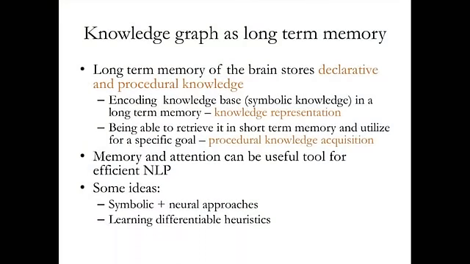Knowledge graph as long-term memory. Now we see that we have a lot of symbolic knowledge graphs like Freebase or gene and disease ontologies. The idea is to learn to use them for different tasks. One solution is to see them as a long-term memory, because human long-term memory basically encodes this kind of knowledge, right? So if we actually retrieve the knowledge into short-term memory and are able to use it, it will be really impactful for different tasks.